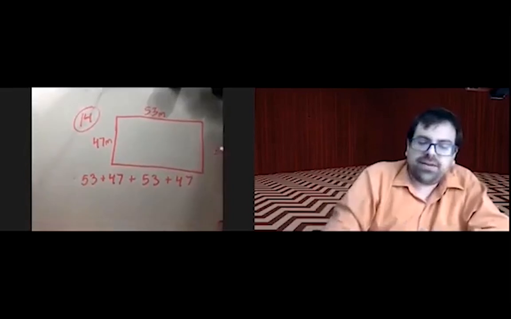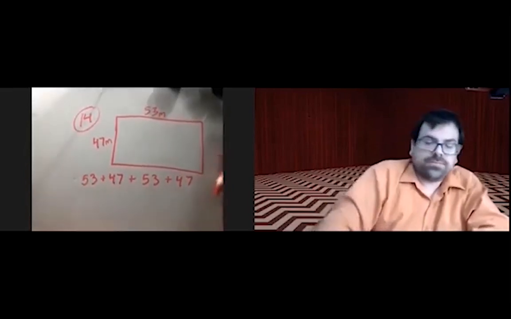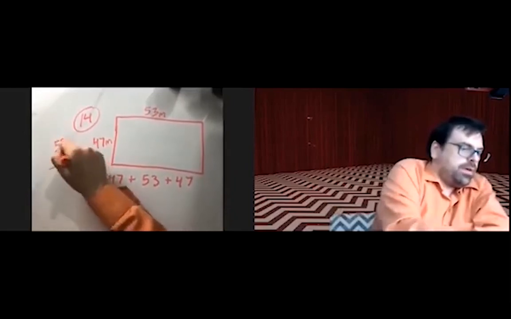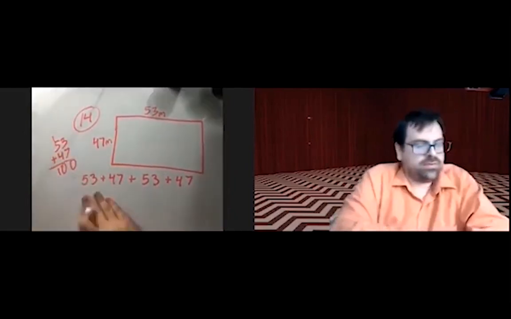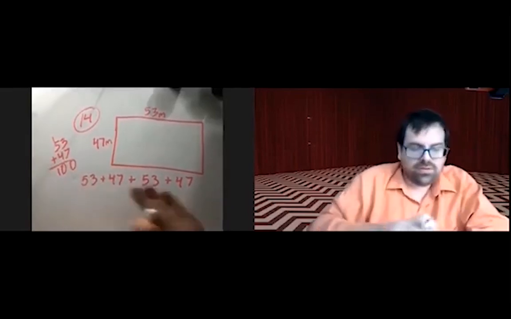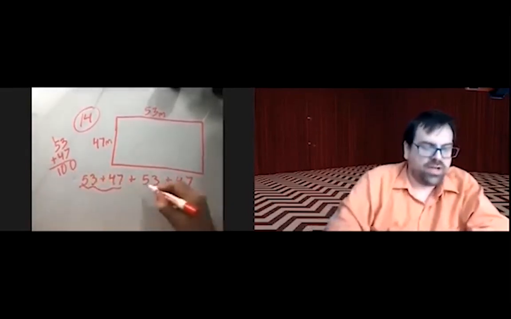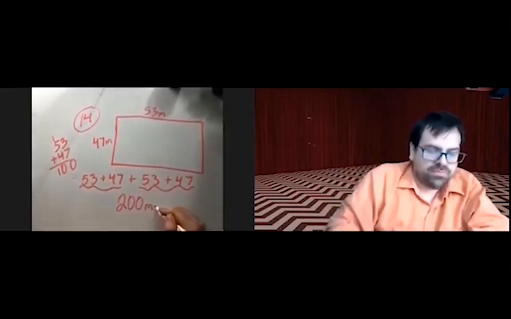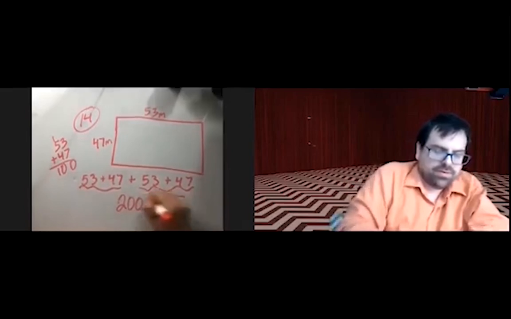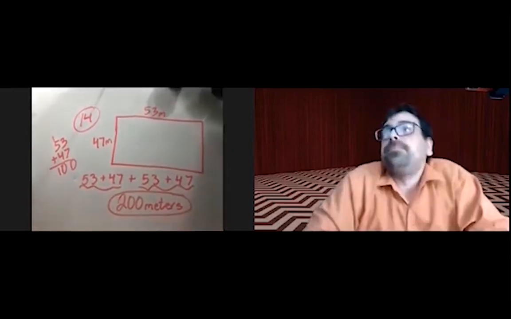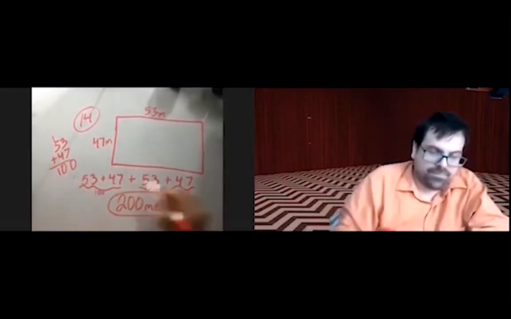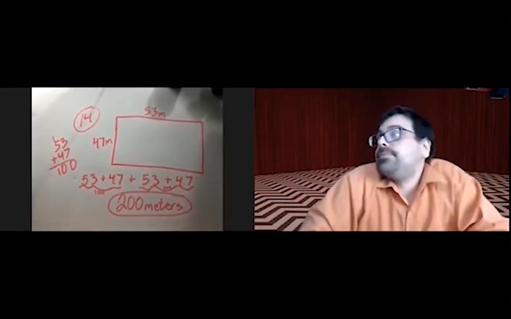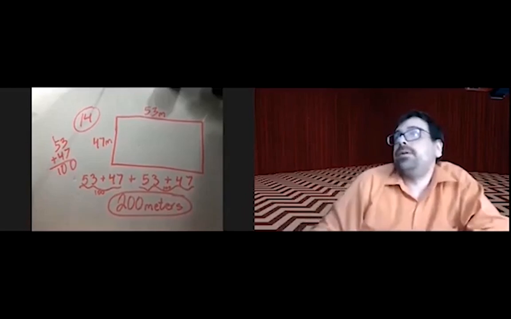53 plus 47 is 100. So this is 100 and this is 100. 100 plus 100 is 200 meters.